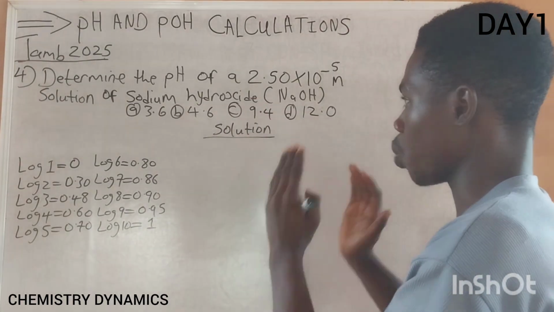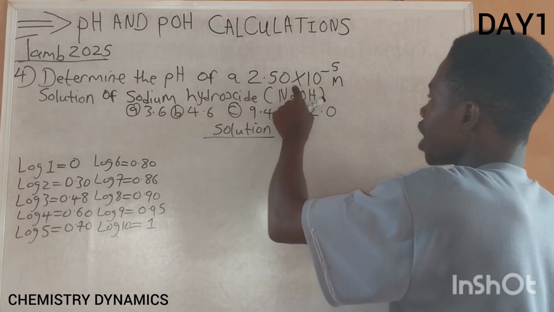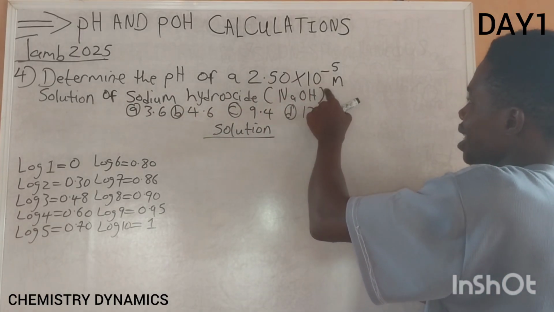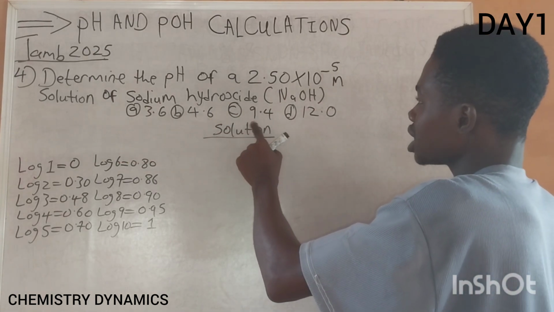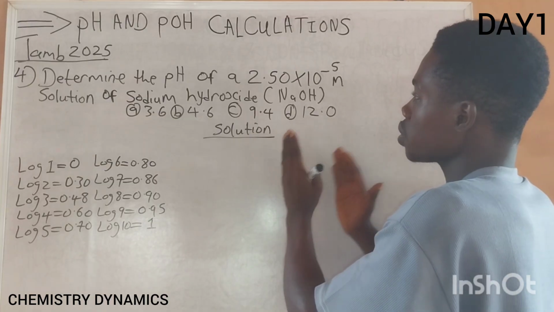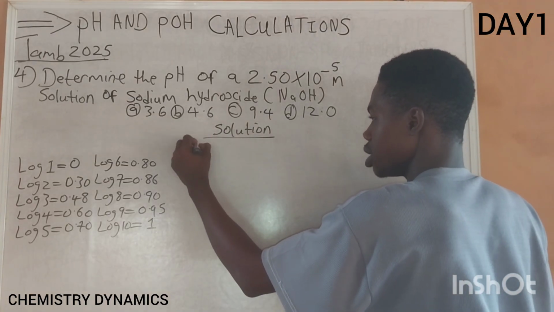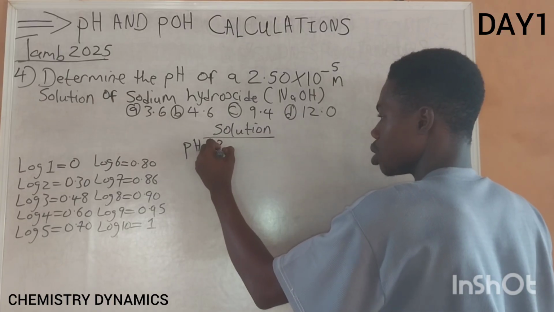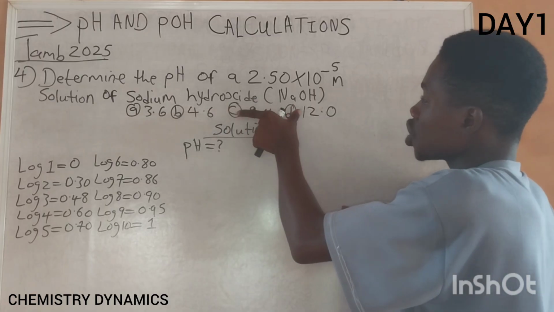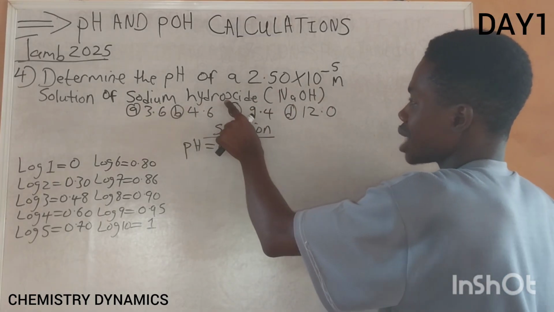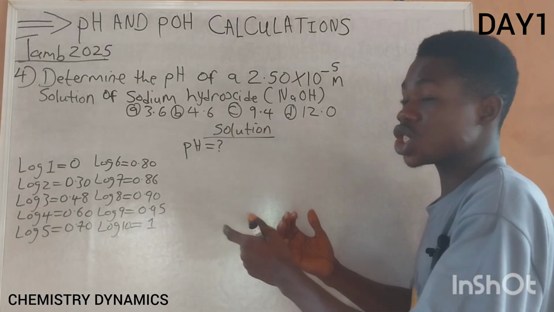This question happens to be the next practice question. Now the question says, determine the pH of a 2.50 times 10 raised to minus 5 mole solution of sodium hydroxide. If you look at this practice question very well, the question says that we should find pH. So first they bring out the parameters. So pH equal to question mark, which is what we're looking for. But the concentration they gave us here was for sodium hydroxide. And sodium hydroxide is not an acid. Sodium hydroxide is an alkali, a strong one at that.